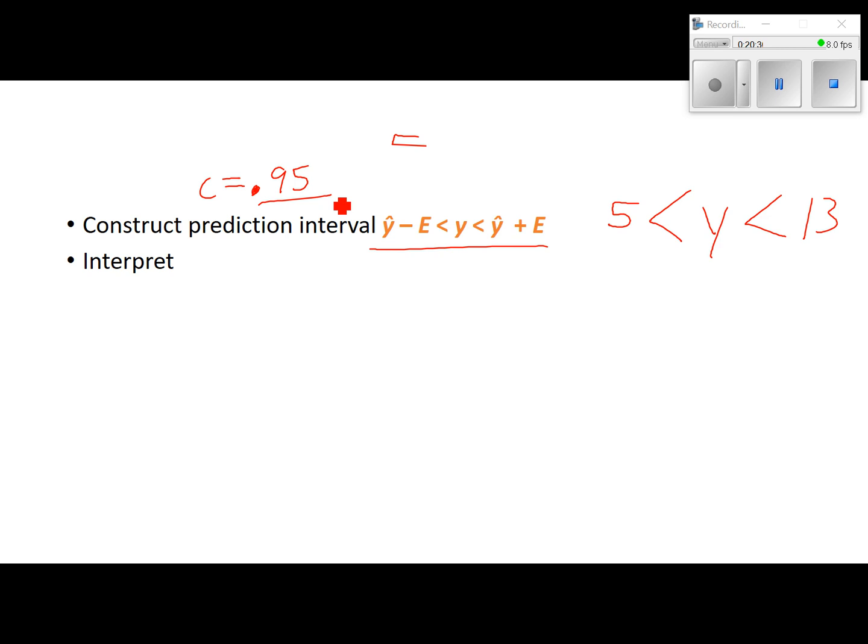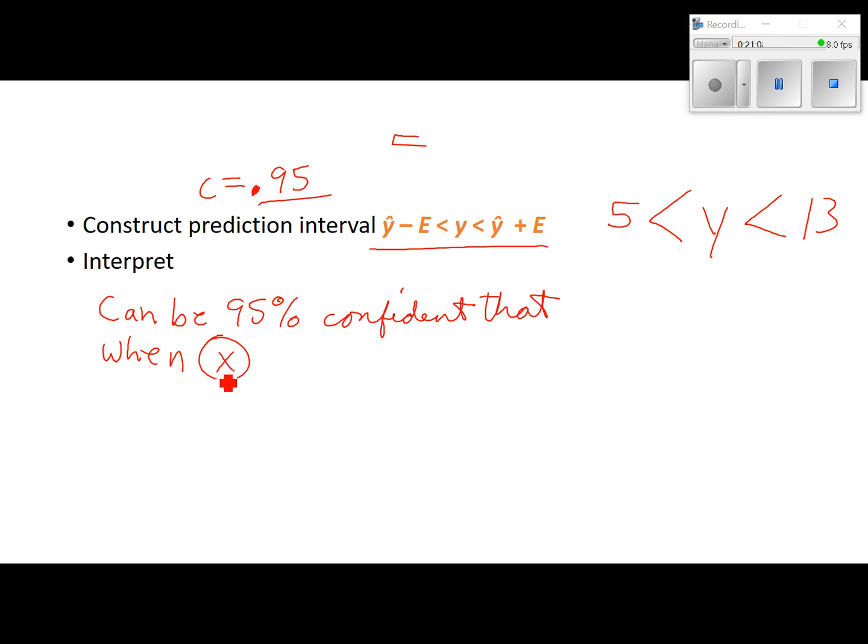So we got to have that, because we're going to say that we can be 95% confident that, and then we're going to start putting in what they tell us in the problem. So we'll say something like when, and whatever your x is, this is where you're going to put in whatever x stands for is, and then they're going to give us where we're predicting at our x, that's our x sub 0. So you can be 95% confident that when hours of watching TV is 7 or whatever for the x sub 0 there.